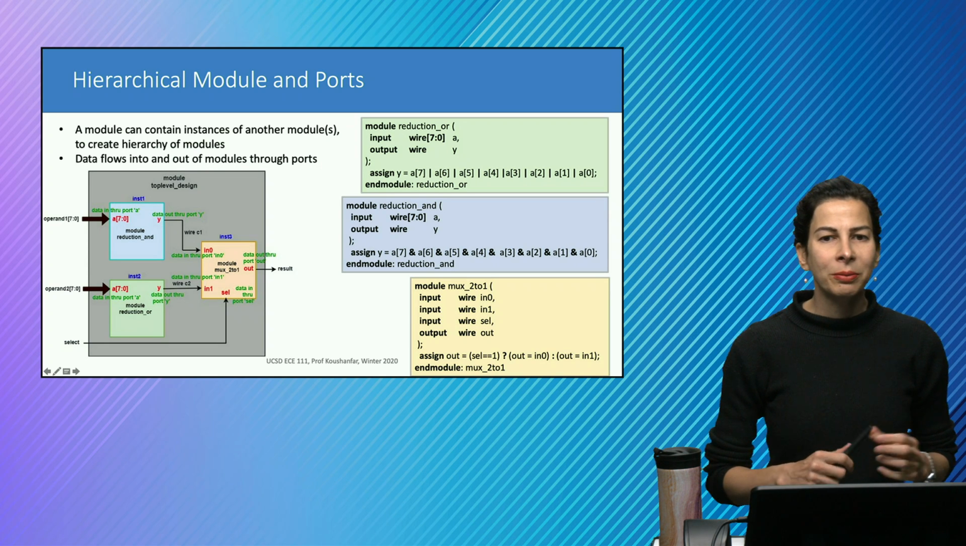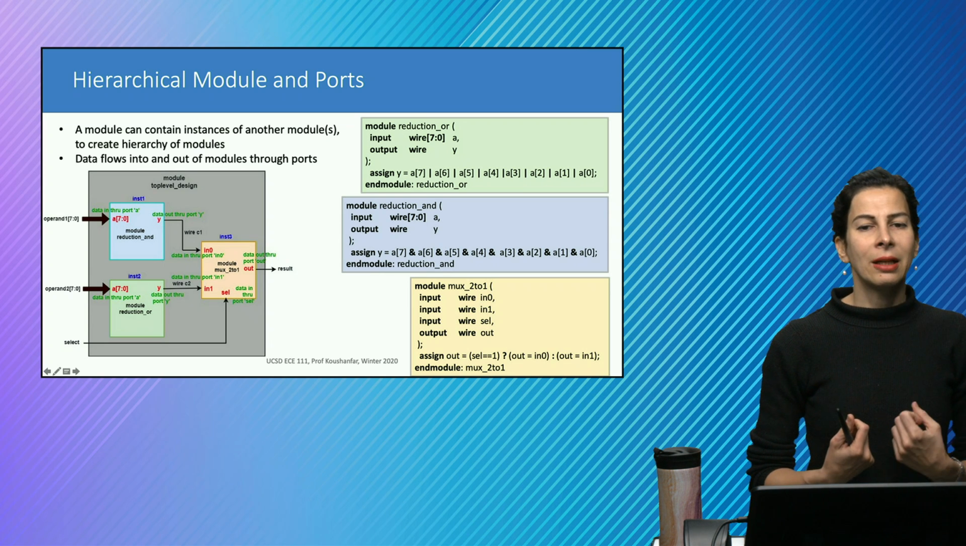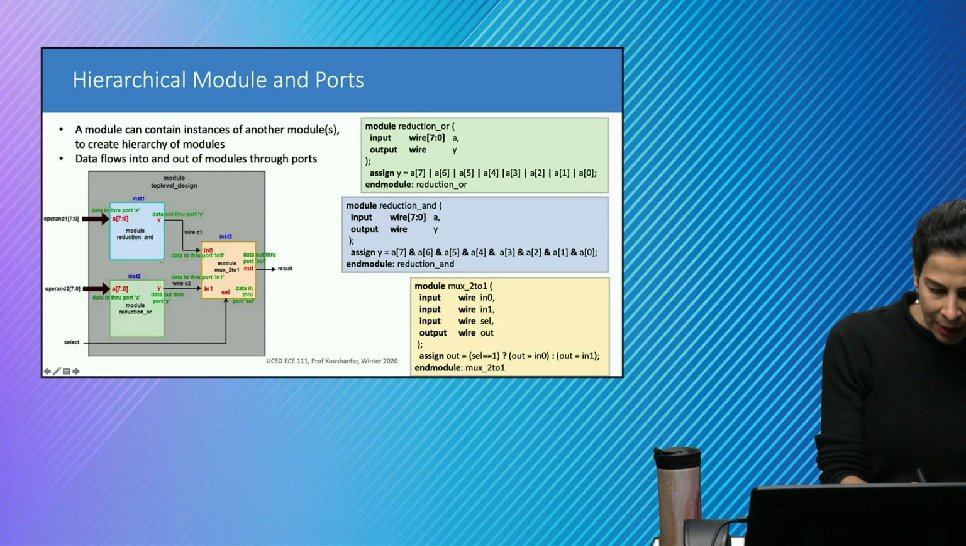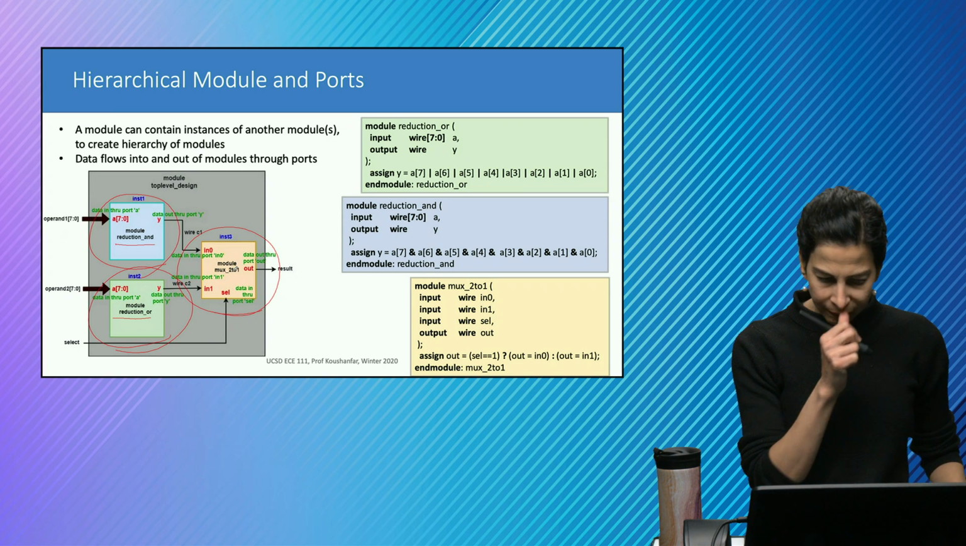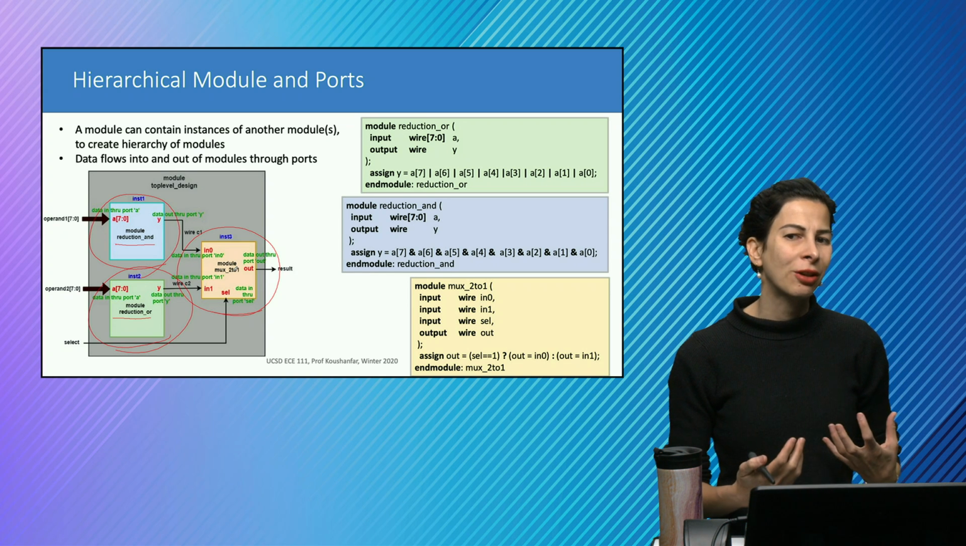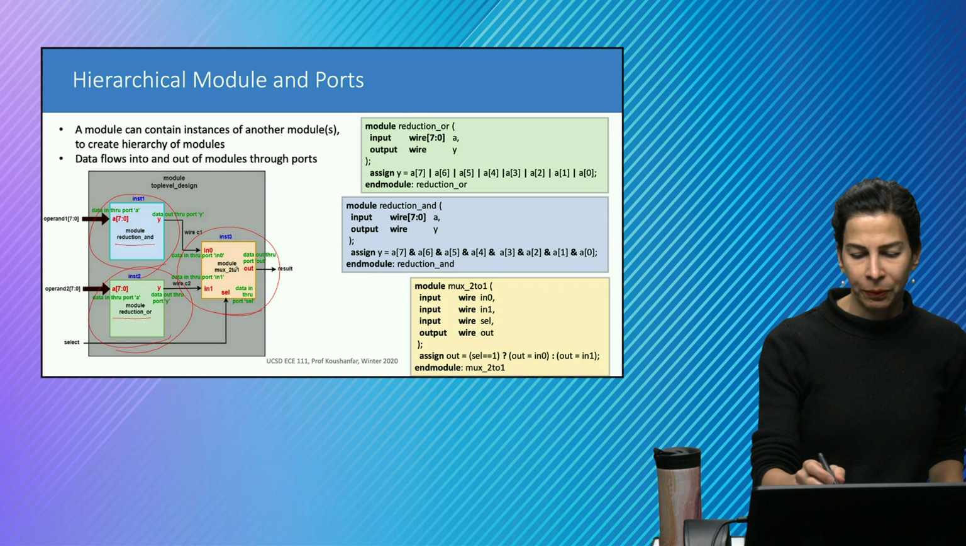Now, assume that I have a modularized design, so there is hierarchy in my design. Here I'm showing an example of a hierarchy in design where we have a module reduction and another module reduction, and a third module mux 2 to 1, which is basically a selector between them. This is of course a very simple example just to show you the interfaces. Now I go ahead and define my reduction OR module, which has an 8-bit wire input and a wire Y output, which is basically 1 bit.